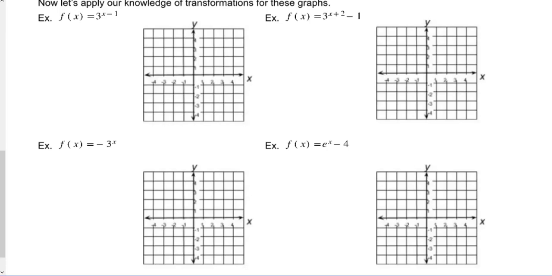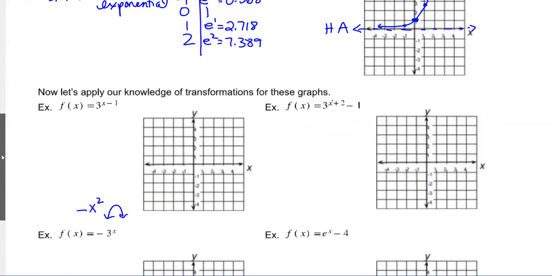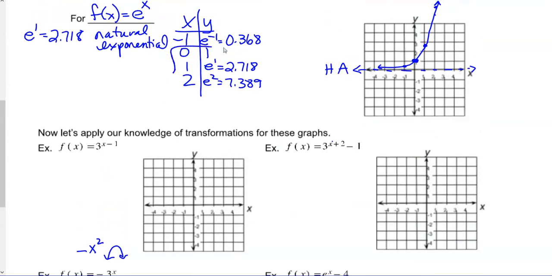When I have something grouped with our x, we're going to have a horizontal shift, moving it left or right. If I have something grouped with my x and something plus or minus, that's going to include a vertical shift. If I have a negative here, remember when I had like a negative x squared, it now reflected itself over the x-axis, and here we're going to work with that natural exponential. So remember, on these values, that these two middle pieces are the key values with that, okay?